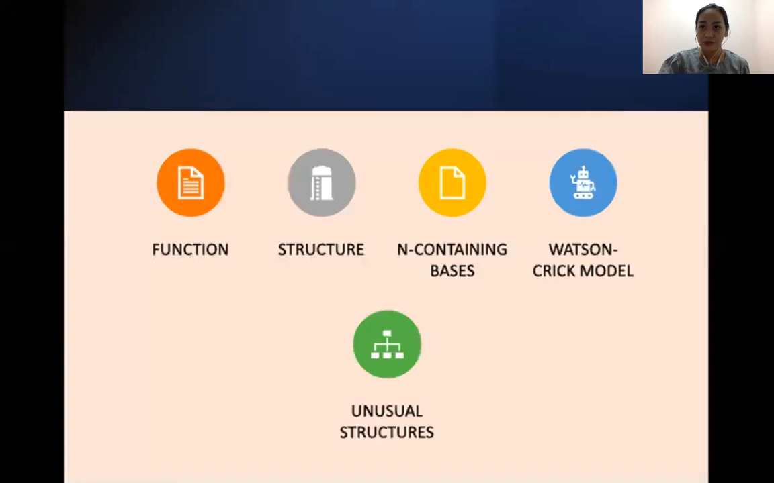For the outline of the entire topic, this lecture is relatively short. We will be covering the structure of the DNA and the RNA after we discuss some of their functions and properties. We will also take a look at the nitrogen-containing bases of these molecules, and then the Watson and Crick model of the DNA, the double helix model proposed by Watson and Crick. And then towards the end of the discussion, we will take a look at the unusual structures that the DNA and the RNA can exhibit, which could be based on their sequences.